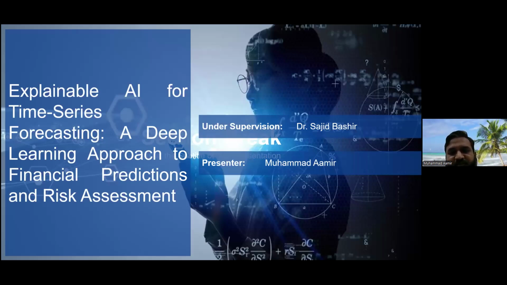My teacher would be Sir Dr. Sajid Bashir, and sir, the topic on which I shall be planning my research work is explainable AI for time series forecasting, sir, a deep learning approach for financial predictions and risk assessment. Sir, explainable AI is basically an advanced version of AI. It is making deep learning models more interpretable. XAI is a collection of methods and processes that make AI systems understandable. This advanced version, sir, XAI, is basically implemented nowadays.